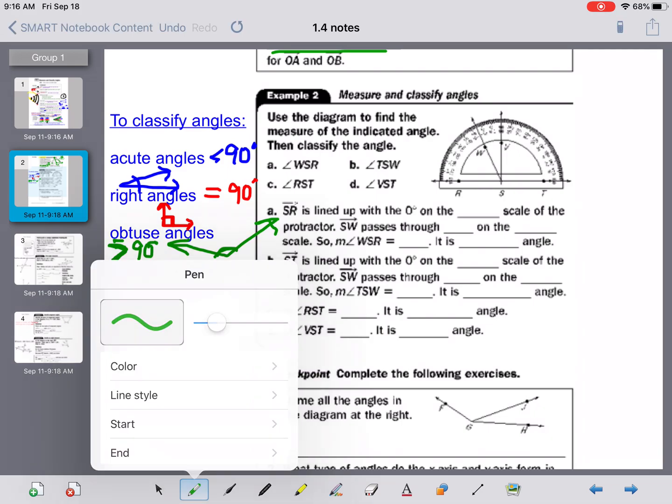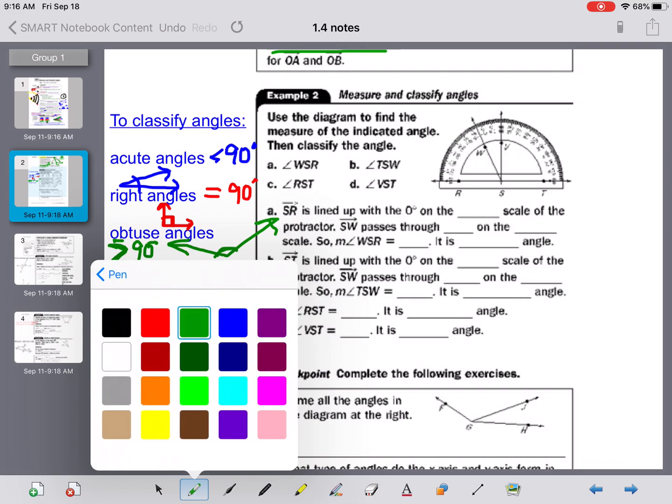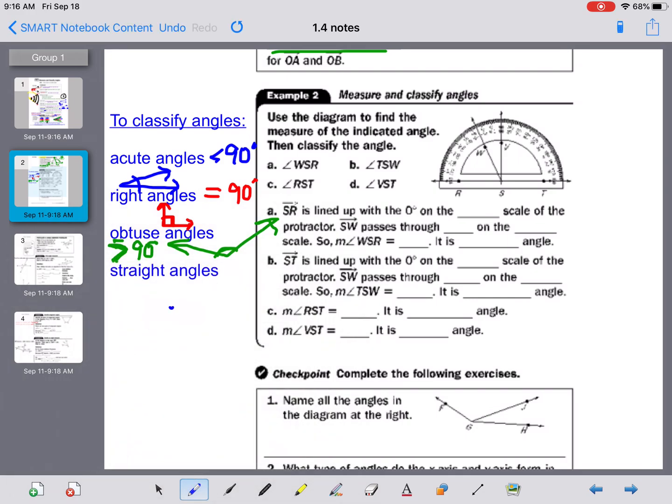My last category is the straight angle. And the straight angle, remember we drew in here, it goes straight on each side. It's still an angle. There's a vertex there. It's this big angle here. And it's always exactly 180 degrees, okay?